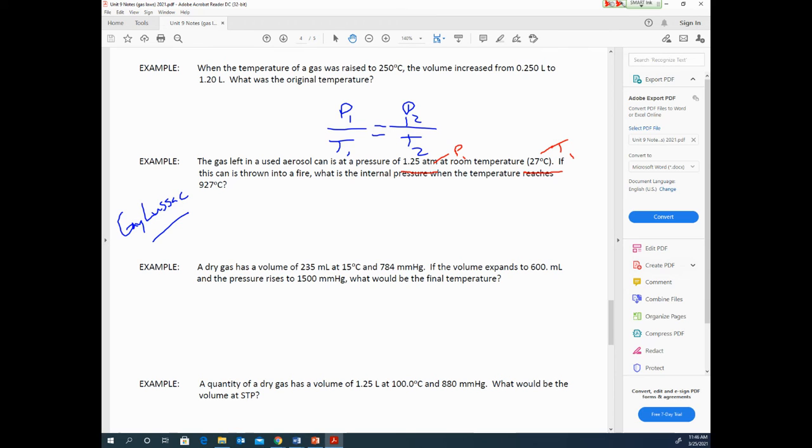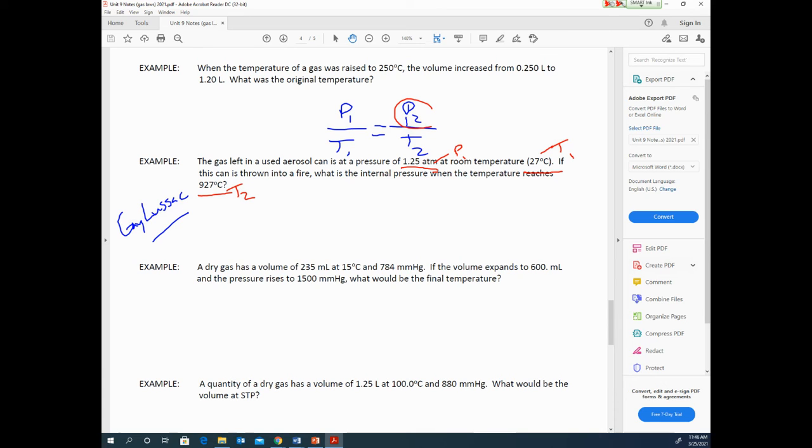If this can is thrown into a fire, what is the internal pressure when the temperature reaches 927 degrees Celsius? So this will be my T2, my final temperature. So we have P1 and T1 and T2. What we're missing is P2. That's what we're looking for. What will be the final pressure? That's the one we're missing. You're always going to have 3 and be missing 1 and have to solve for it.